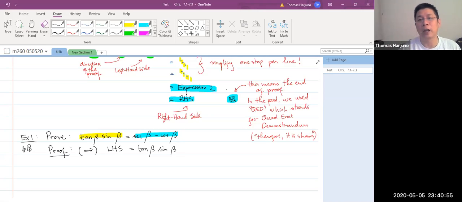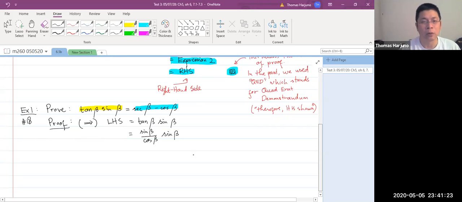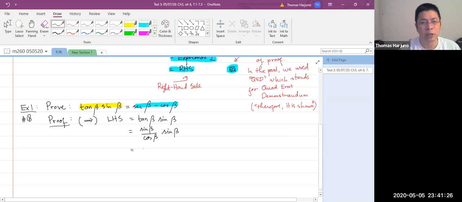Now from there we do the algebra. Usually, because I have tangent and sine and in my resulting expression I have secant and cosine, let's just change this into sine cosine style. Tangent equals sine over cosine. Now this equals sine squared beta over cosine beta.